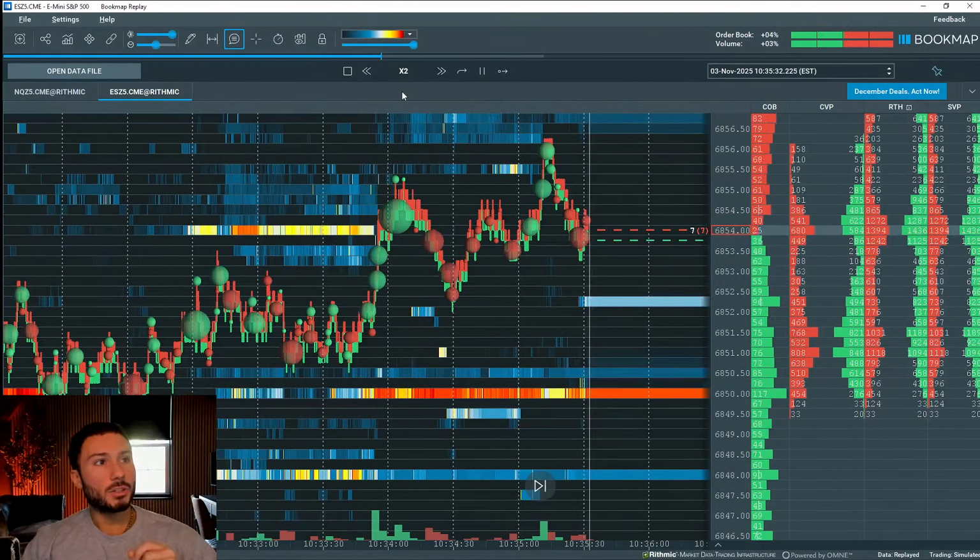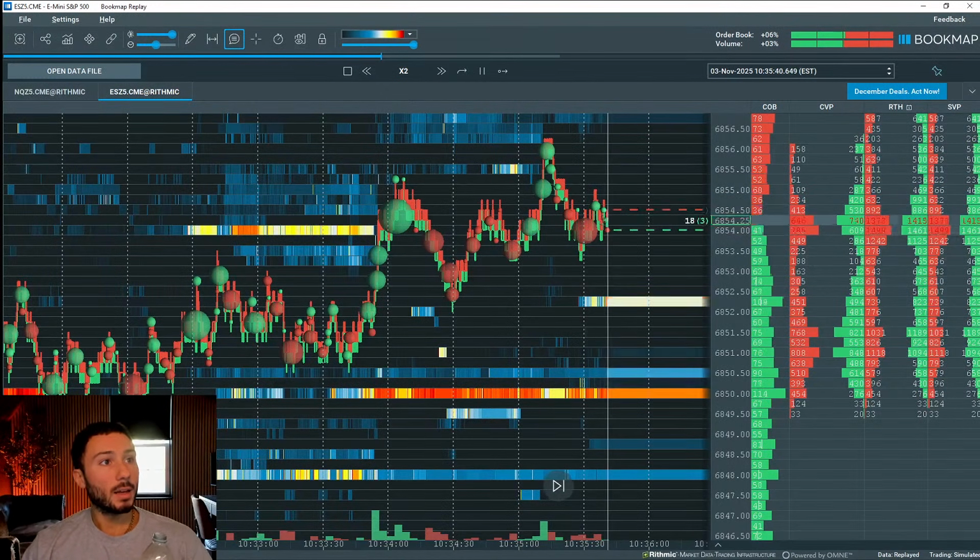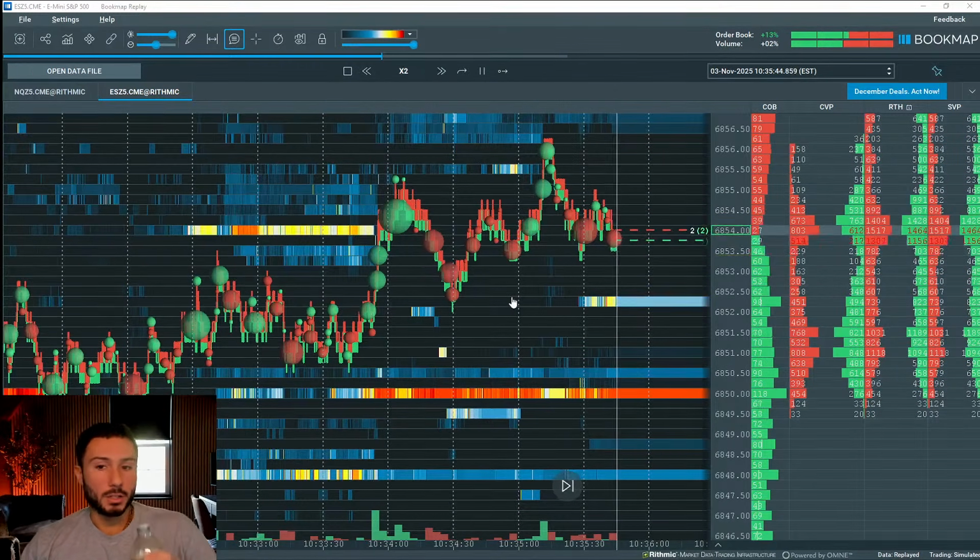I remember I asked you to add this Bookmap file feature to the Invest to Trade Academy, and you responded immediately. Yeah, for sure. It's a good resource.